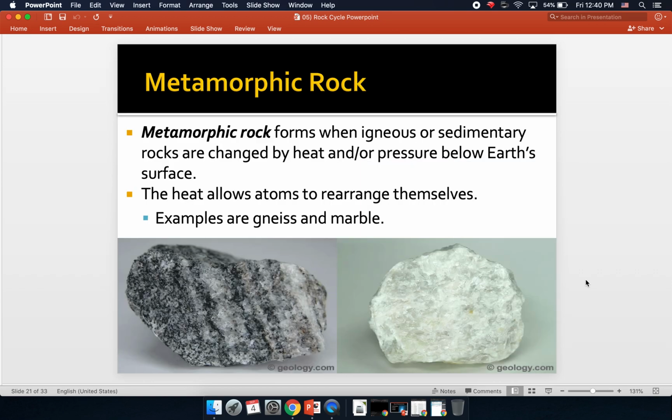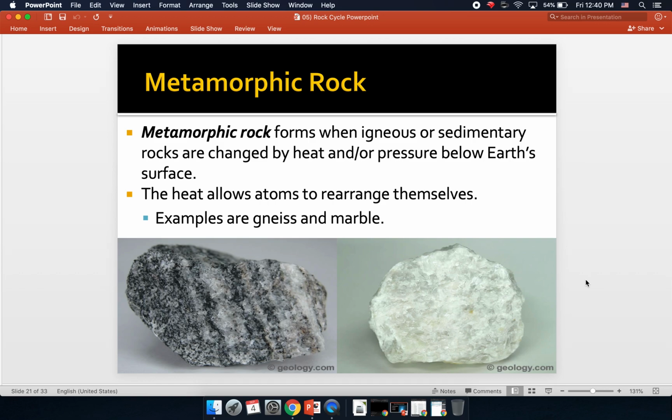All right, moving on now to metamorphic rock, which forms when already existing igneous or sedimentary rocks are changed by heat and or pressure below Earth's surface. So we're talking about enough heat and pressure that the atoms that make up the rock can rearrange themselves. It's not enough heat to melt them all the way, but it is enough heat to cause the crystals and the atoms of the elements that make up the rock to rearrange themselves in different patterns. And this can also change the chemical composition of the rock.